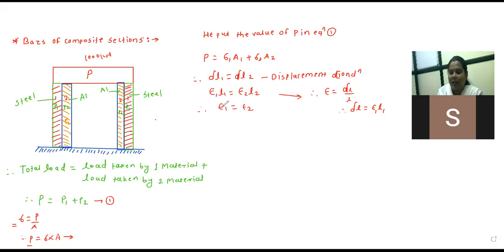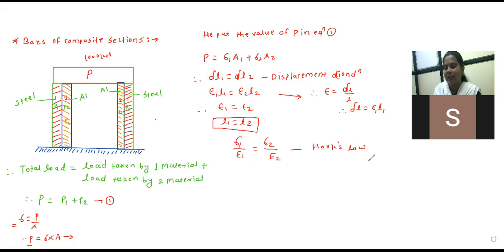After that this epsilon gets cancelled. So what is remaining? L1 which is equal to L2. That much remains. After that, from this we will write sigma 1 E1 which is equal to sigma 2 E2. This equation I have written from Hooke's law.